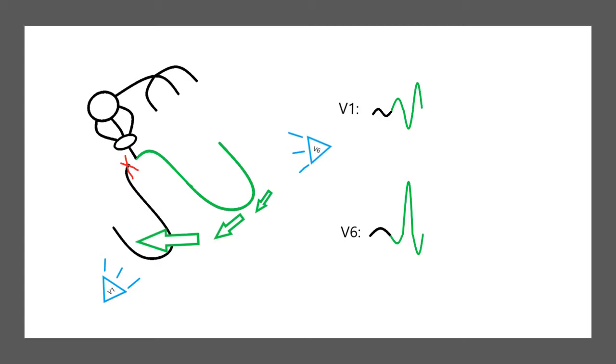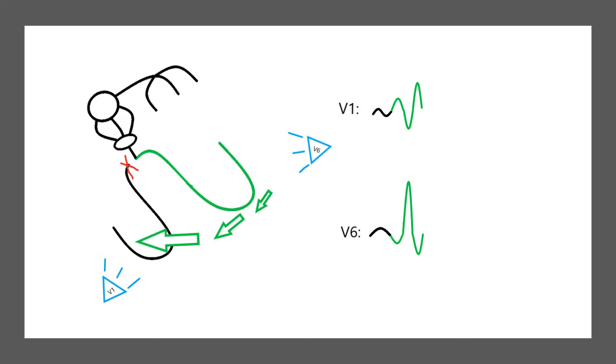Okay, those three things that I just described are the classic presentation for a right bundle, and they're the criteria that you need to diagnose a complete right bundle. The QRS has to be wide, so greater than 0.12 milliseconds. It has to be overall positive in V1, and it must have an S wave, sometimes termed a slurred S wave, in V6. It must have all three of those criteria in order to be deemed a right bundle.